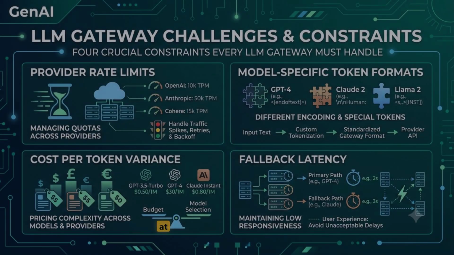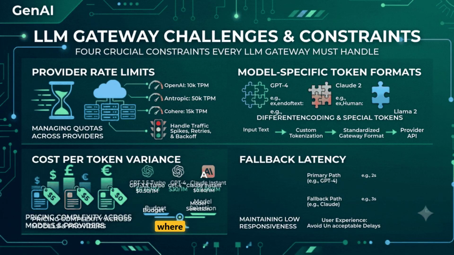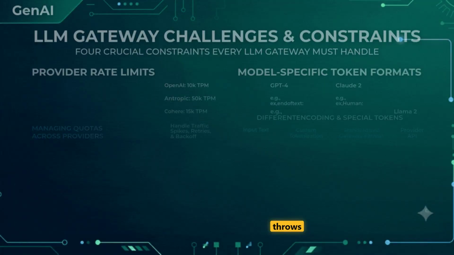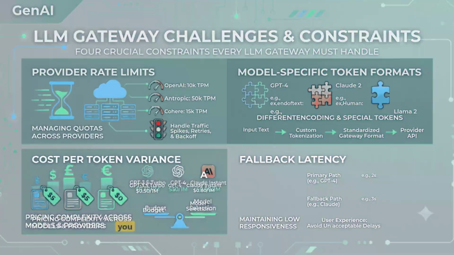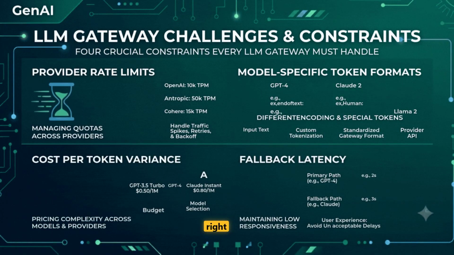API budget. Look at the top left panel showing provider rate limits, where different vendors cap your throughput at varying tokens per minute limits. When traffic spikes, hitting a hard rate limit throws a 429 error that crashes your application unless you handle retries and exponential backoff. But when you try to failover, you instantly hit the constraint in the top right box, model-specific token formats.